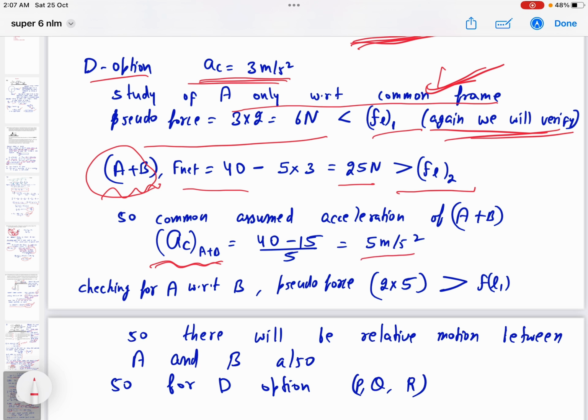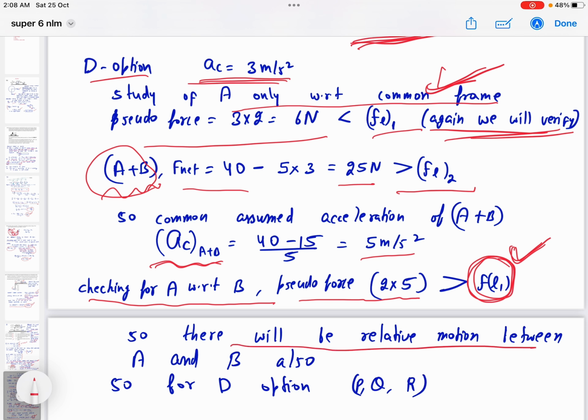Now, if they are moving with 5 meter per second square, then is the limiting value between A and B sufficient to overcome the pseudo force? Let's check it. So checking for A with respect to B, pseudo force will be what? 2 into 5. Now it is coming more than limiting value at surface 1. Right, beta? So that is the crux point of this question. Okay. So there will be relative motion between A and B also. Right. So for D option, P, Q, and R, these options will be correct option.